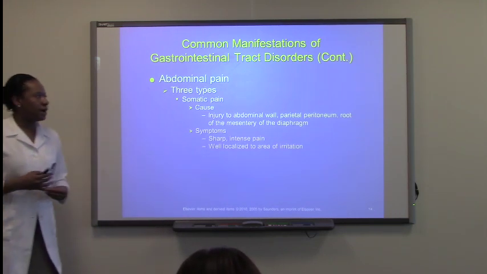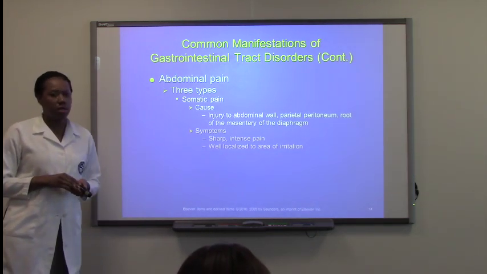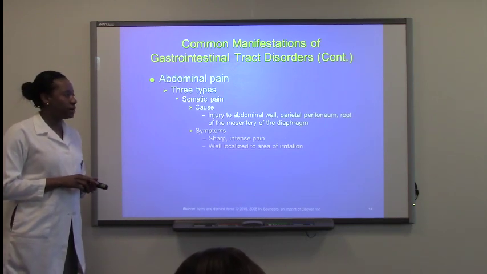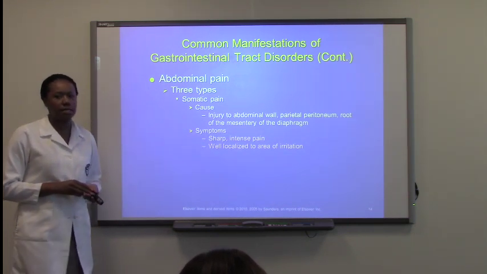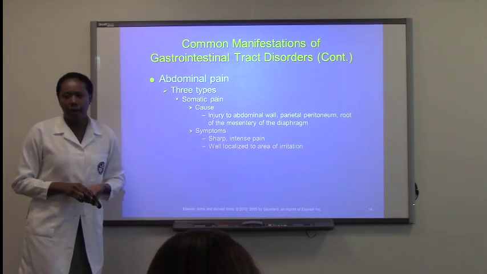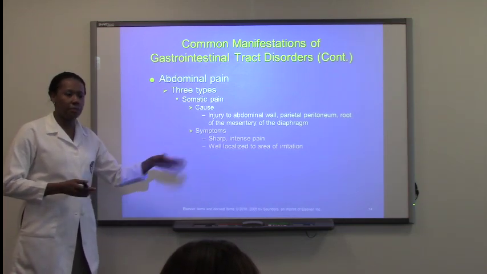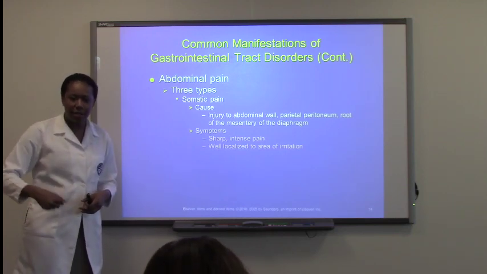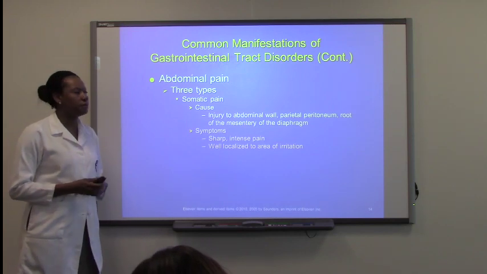Now, the next one we have is somatic pain. This is when there's an injury to the abdominal wall or peritoneum. Symptoms here can be sharp, intense, and well localized in the area of irritation. A very good example of this is appendicitis. Say a person has appendicitis, and especially if the appendix bursts, this can definitely cause a very well localized pain. And when people have appendicitis, it is right at McBurney's point, and they can feel that.